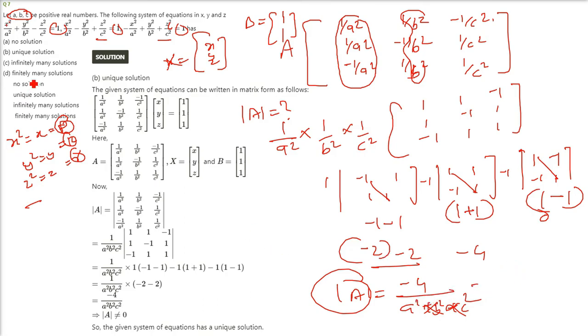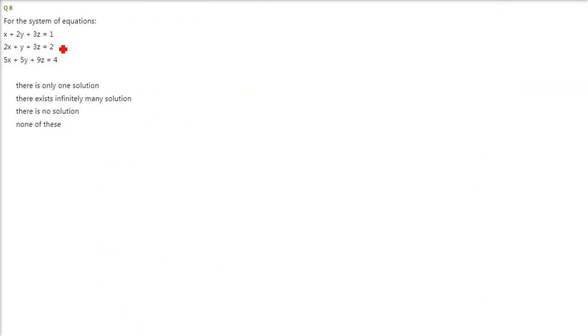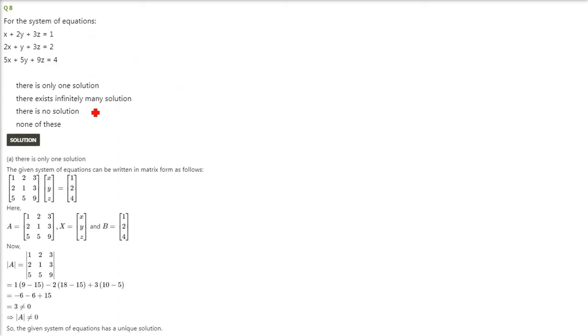So this type of question is generally asked because these are not straightforward. For this system of equations, what will be the answer? For that you just have to see the determinant of A. So determinant of A is what? Compute it. In this case it is going to be 3, which is not equal to 0. So you can just say that this given system of equations has a unique solution. There is no solution, none of these, will not be an option. So just choose this option.